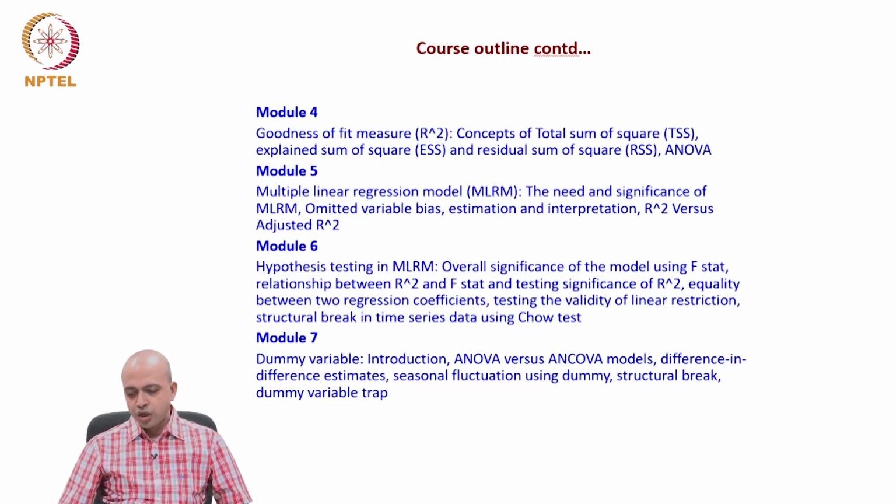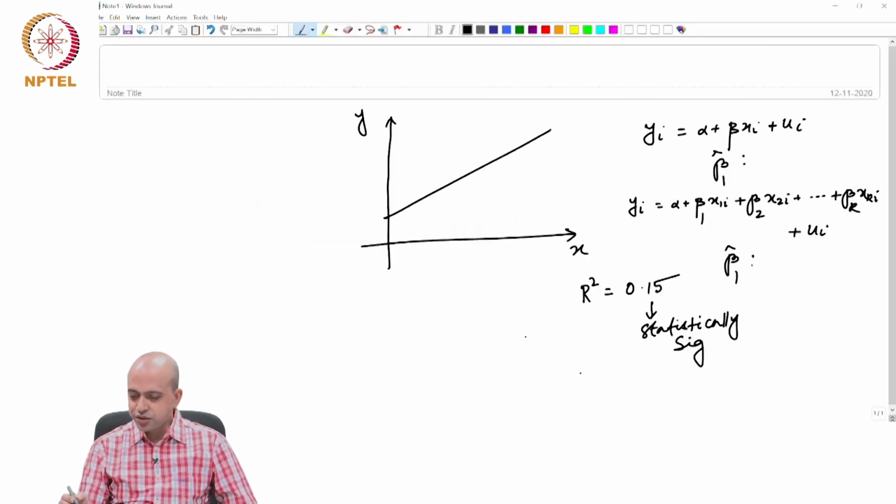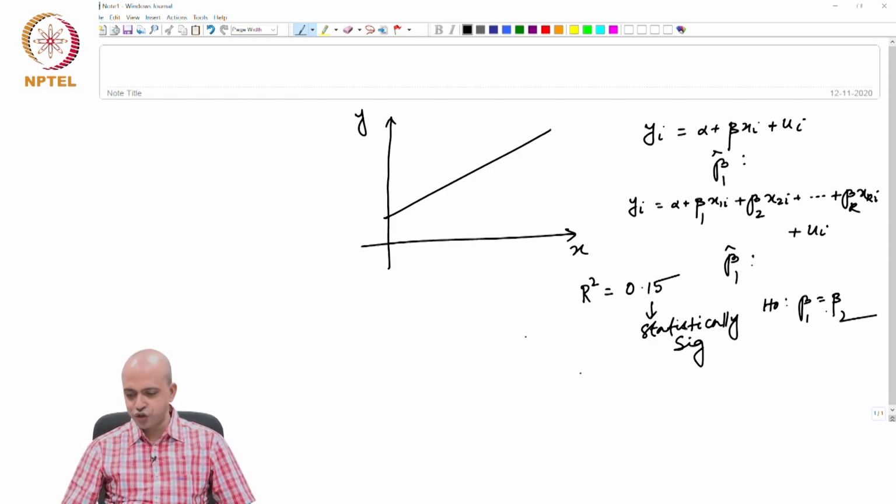Then we will also learn about the equality of two regression coefficients and testing validity of linear restrictions, then structural break in time series analysis using Chow test. In this particular case, basically by testing linear restriction, it may so happen that you are interested in whether x1 and x2 both have the same impact on yi or not. So, that means your null hypothesis you may test whether beta 1 equals beta 2 or not, right. This is called testing the equality of two regression coefficients, right.